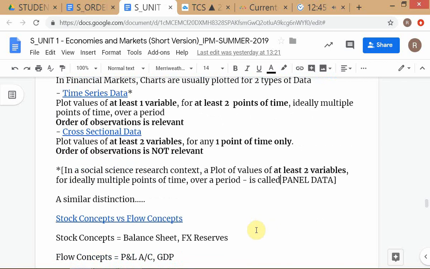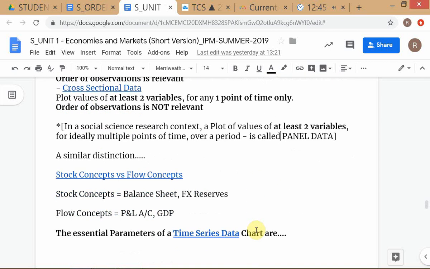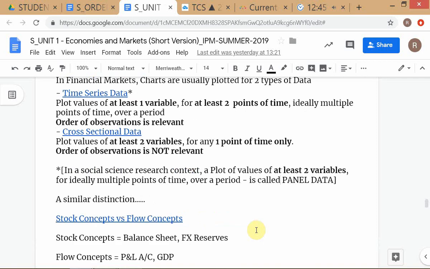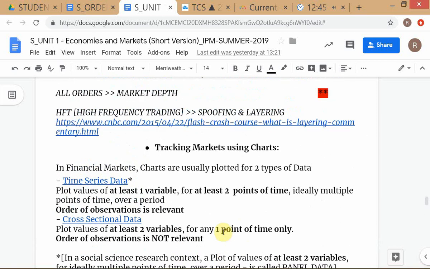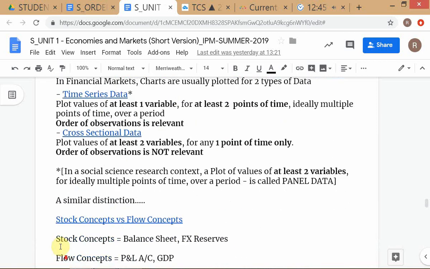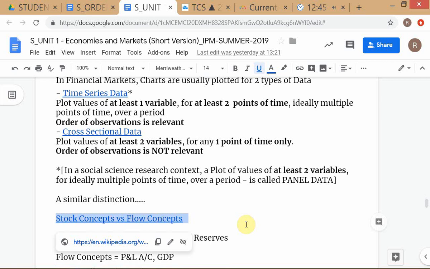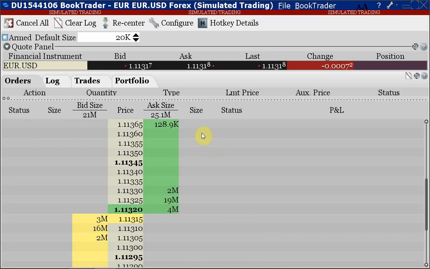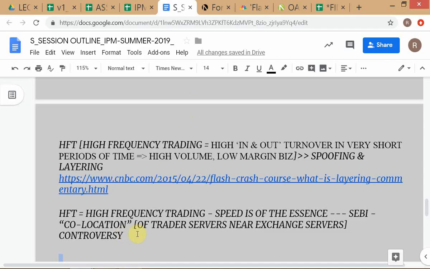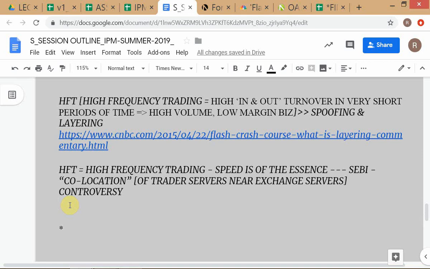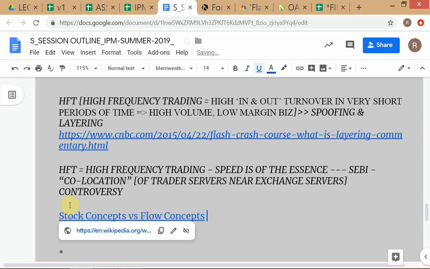Now quickly, let's go through stock concepts versus flow concepts. Do I have time for this? I'll come back and do this later. I'm going to write that this is not covered because I'm a little panicky about the amount of time I have left, and I need to equip you with the skill set because your trading starts from next week.